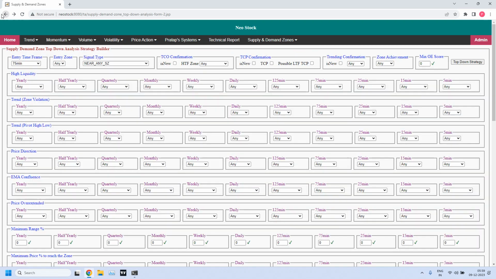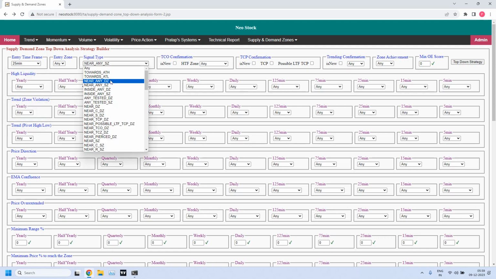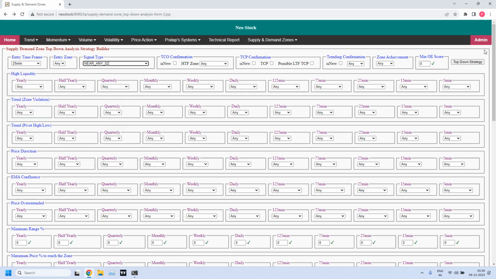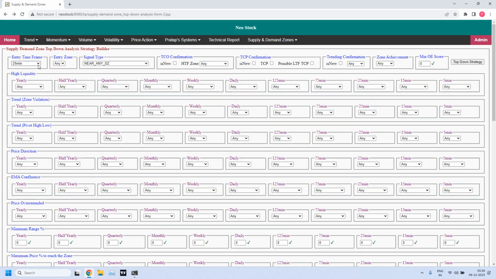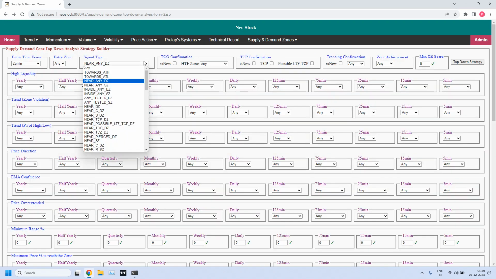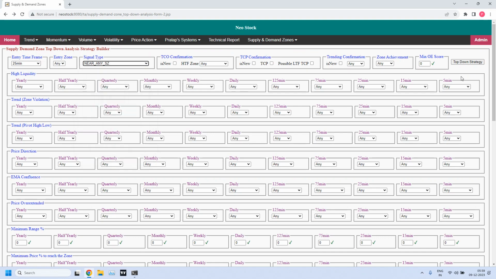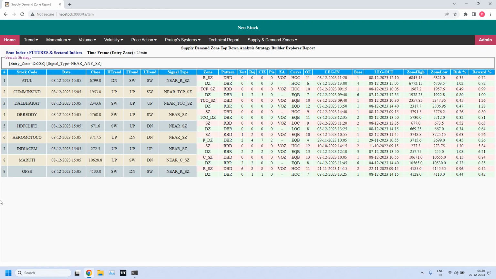Now let's go back. Entry time frame is 25 minutes. For 25 minutes time frame, let us find the stocks which are near to 25 minutes demand zone. So these 9 stocks are filtered. Let's go back. Entry time frame is 25 minutes. Let us find the stocks near 25 minutes supply zone. So these 9 stocks are filtered.